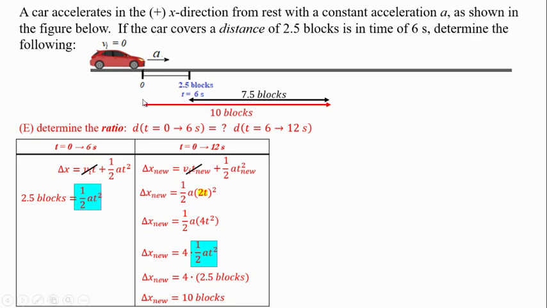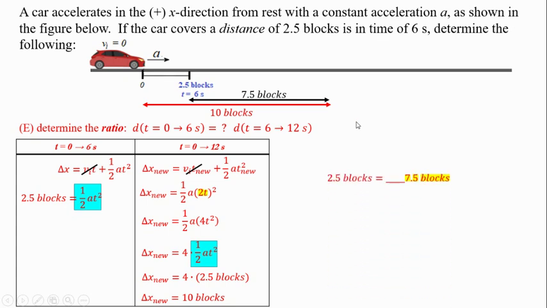Therefore, it makes sense. So from 0 to 6 seconds, you've covered a distance of 2.5 blocks. And then from 6 to 12 seconds, you're going to be accelerating faster and faster. So you're going to cover more blocks as time goes by because you're gaining speed. So therefore, from 6 to 12, you've covered 7.5 blocks.